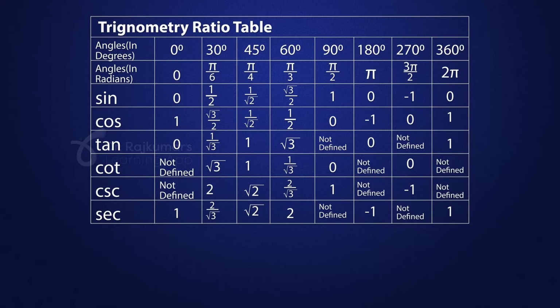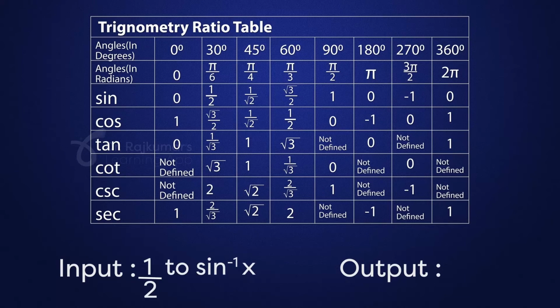So when I give the input of half to sine inverse of x, you should make sure for what angle sine inverse gives half. So come to sine theta and check where there is half. There is half over here. See at what angle half is present. It is present at 30 degrees. So the output of the function will be 30 degrees.